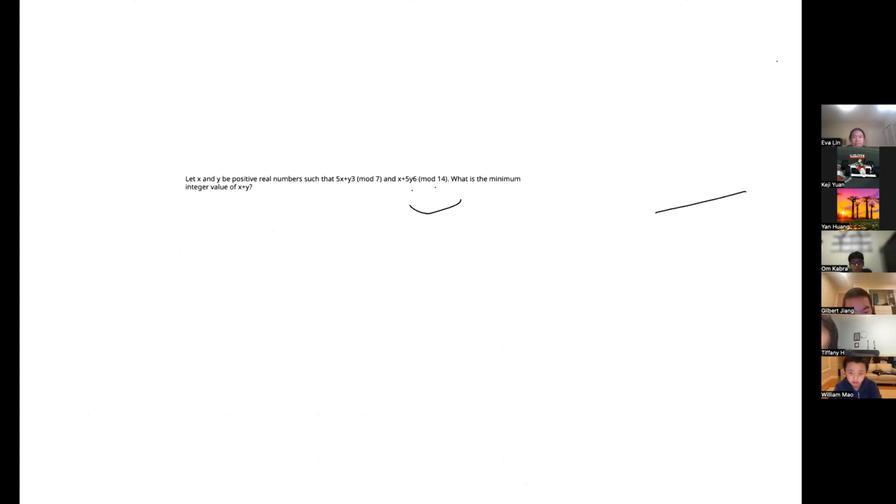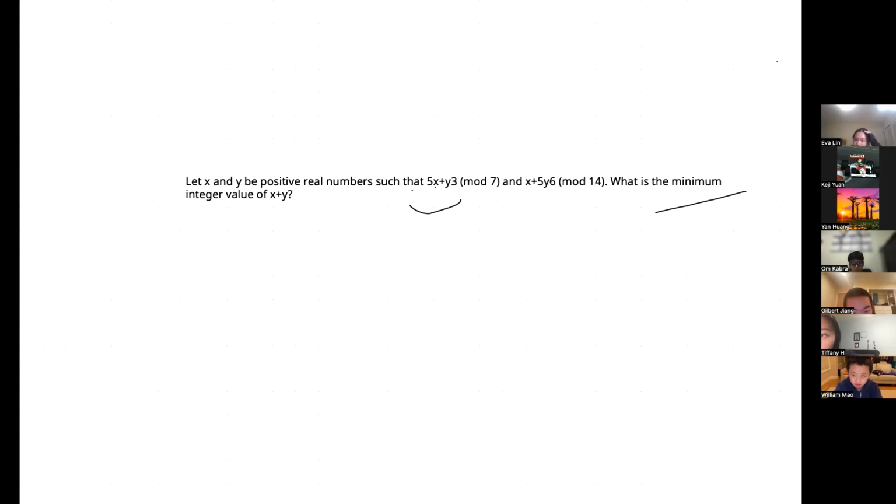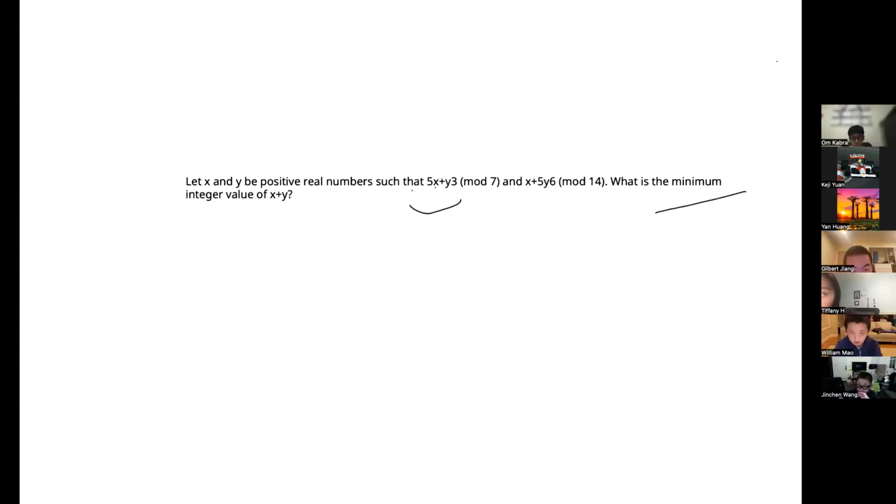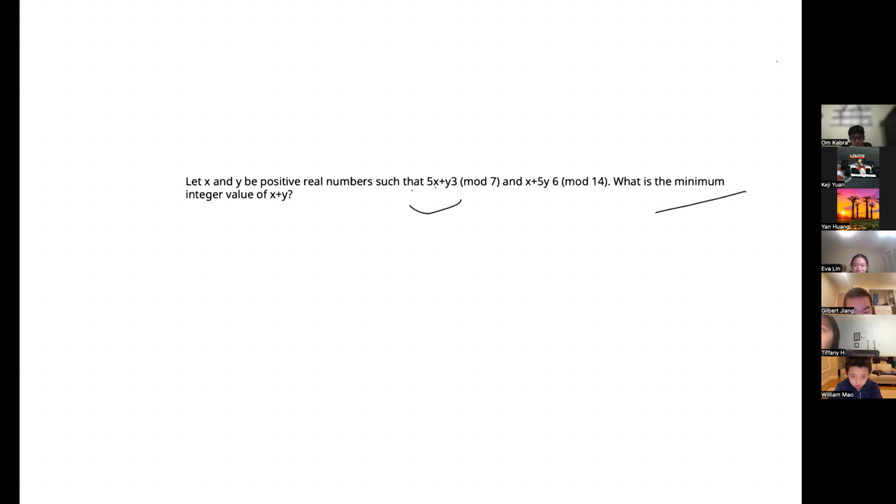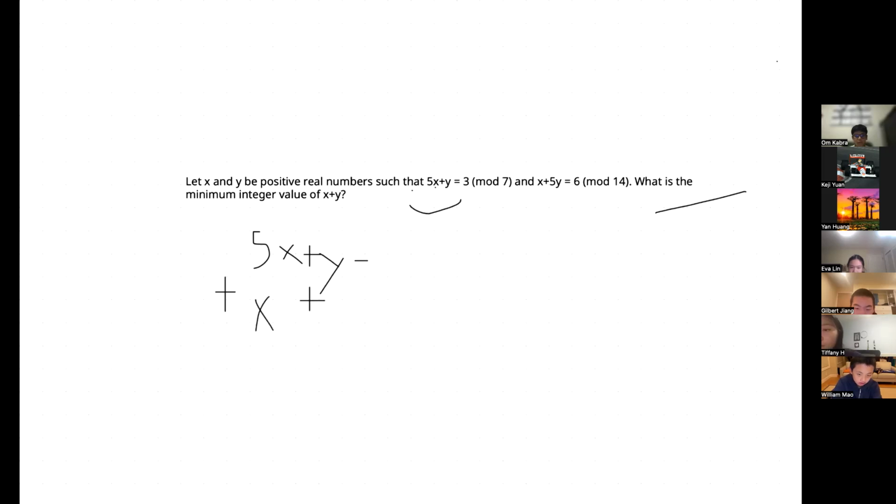Okay, so first, does anyone have a solution that they want to present? You can go ahead. So we have that 5x plus y is congruent to 3 mod 7, and then we have x plus 5y is 6 mod 14.